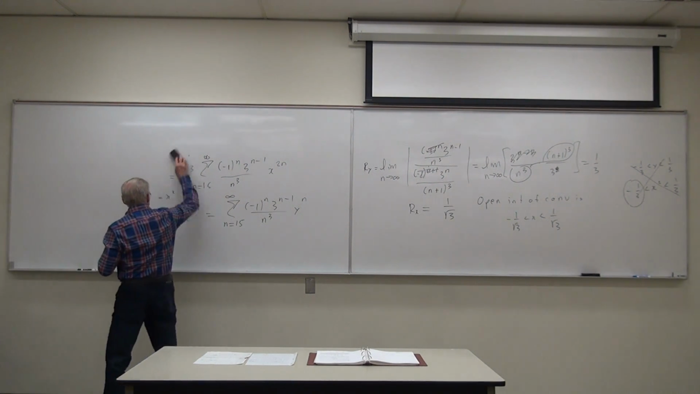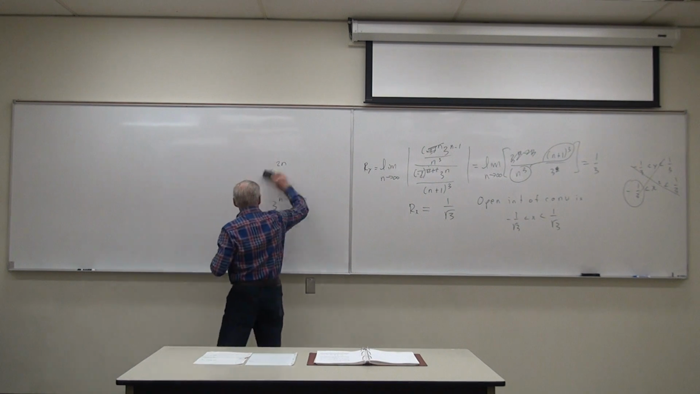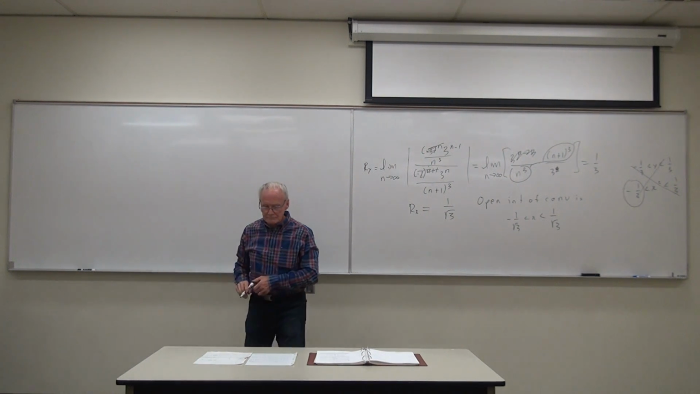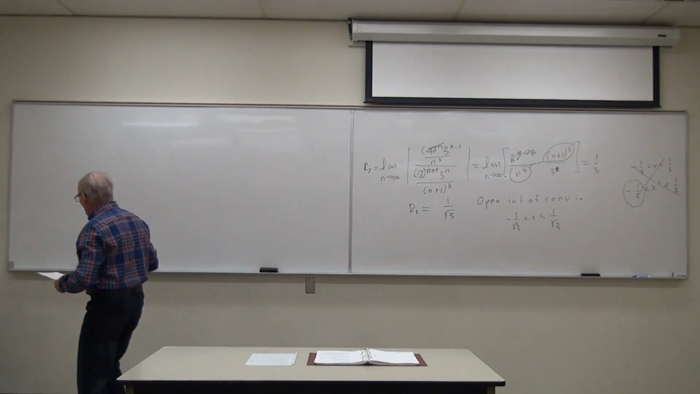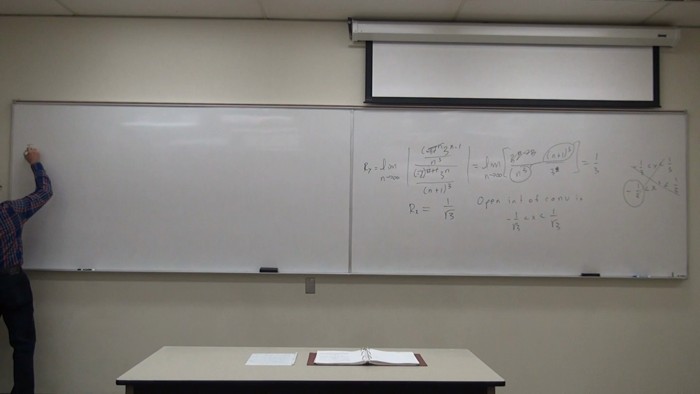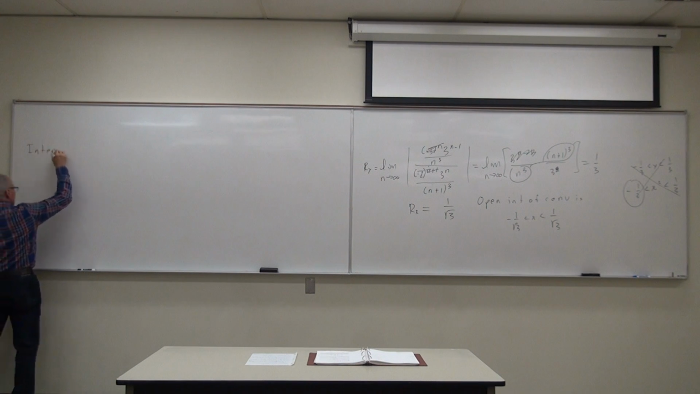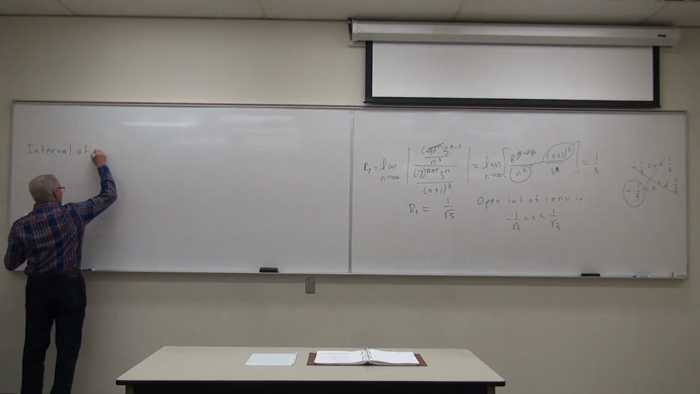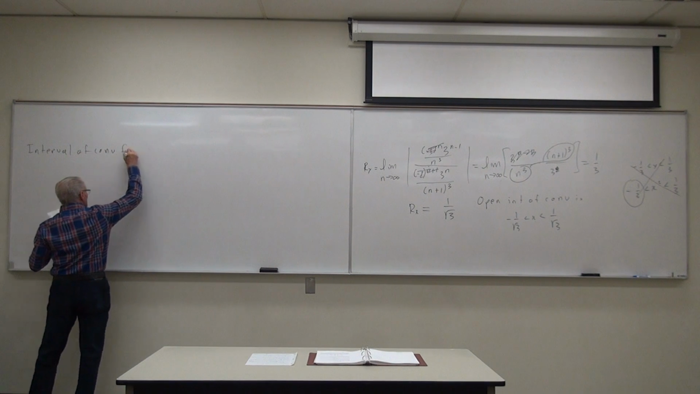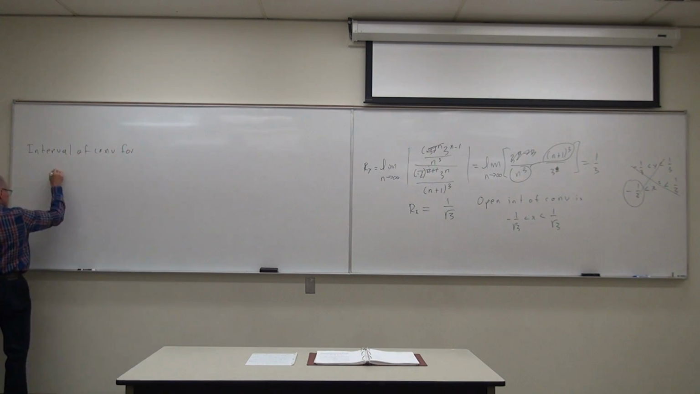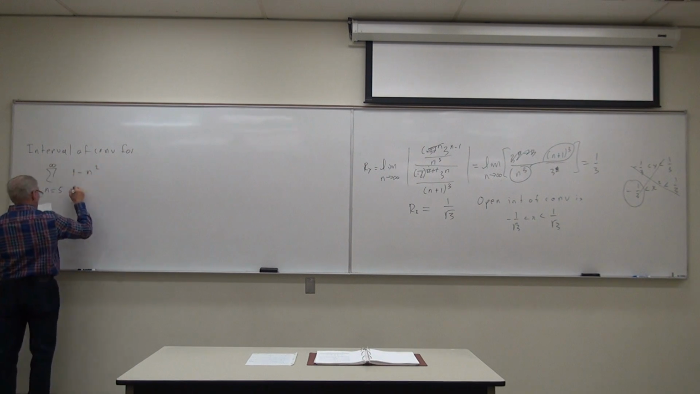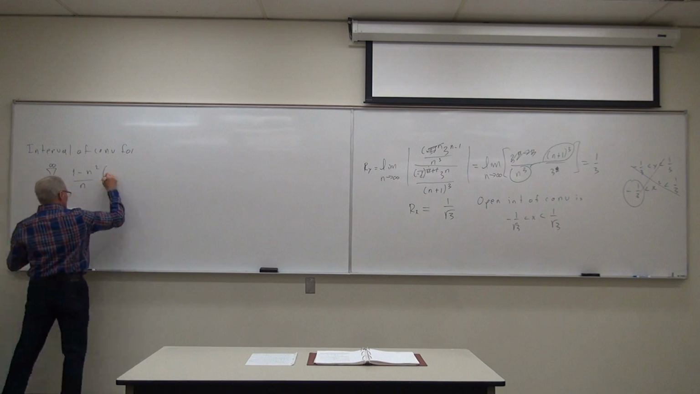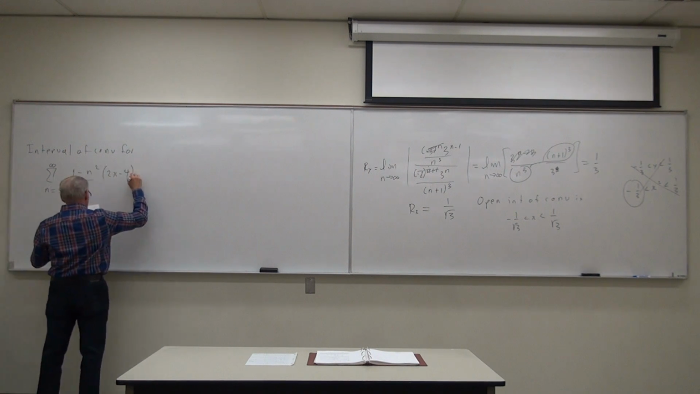Next example. I want the interval of convergence for the following series. Summation n equals 5 to infinity of (1 minus n squared) over n times (2x minus 4)^(2n).